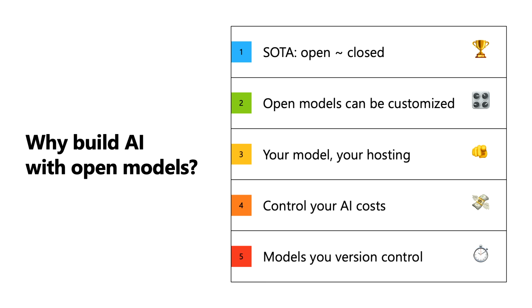The baseline performance is on par, but then you can improve it by customizing the model to your data. You host the weights, you own the experience, you can control your costs, and you can control the actual experience using version control. All right.